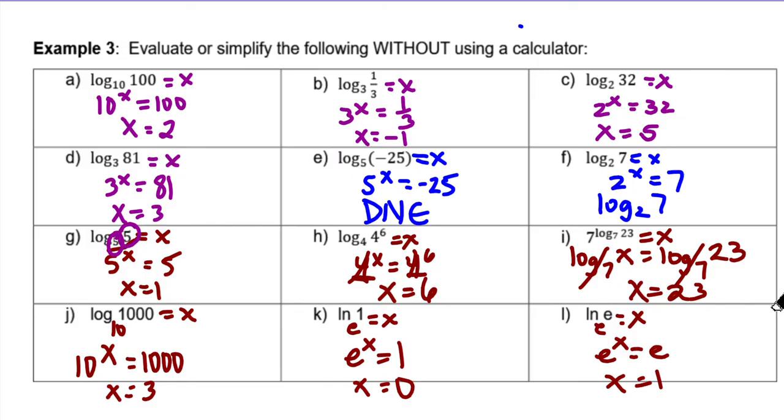And lastly, ln of e is equal to what? If I have ln, my base is e. e to the x is equal to e. x to the first power is equal to e, so ln of e is equal to 1. Another expression that comes up often in this class.